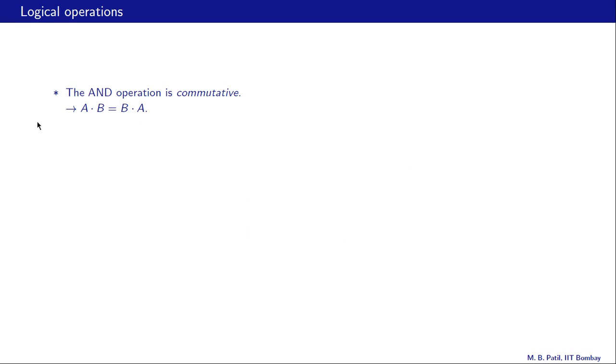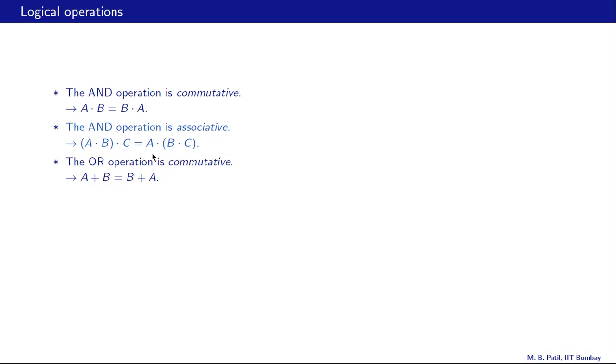We will now look at a few properties of the logical operations such as AND, OR. The AND operation is commutative. That means it doesn't matter whether we evaluate a dot b or b dot a, they are the same. The AND operation is also associative. That means if we have A and B and that together ANDed with C, it is the same as B and C and that together ANDed with A. And the same thing also applies to the OR operation. OR operation is commutative, OR operation is also associative.